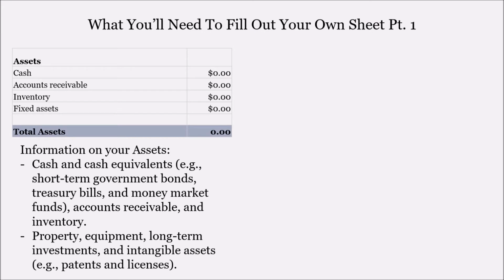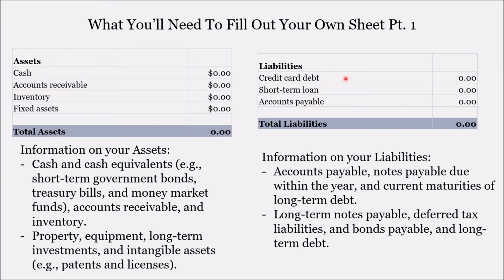So this is what you're going to need to fill out your own sheet. So we'll see that we need our assets. This is going to be our current assets like treasury bills, money market funds, and then these are going to be our long-term assets like property, equipment, and intangible assets like patents and licenses. Then we have our liabilities. So these are our current liabilities and our long-term liabilities. Some current liabilities are accounts payable, which is what you're paying your employees, and current maturities of long-term debt. And then our long-term liabilities are things like bonds payable and deferred tax liabilities.